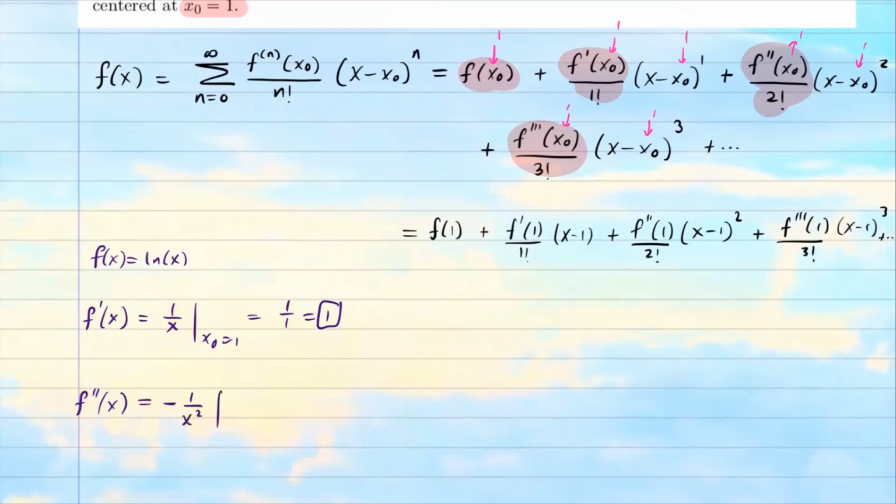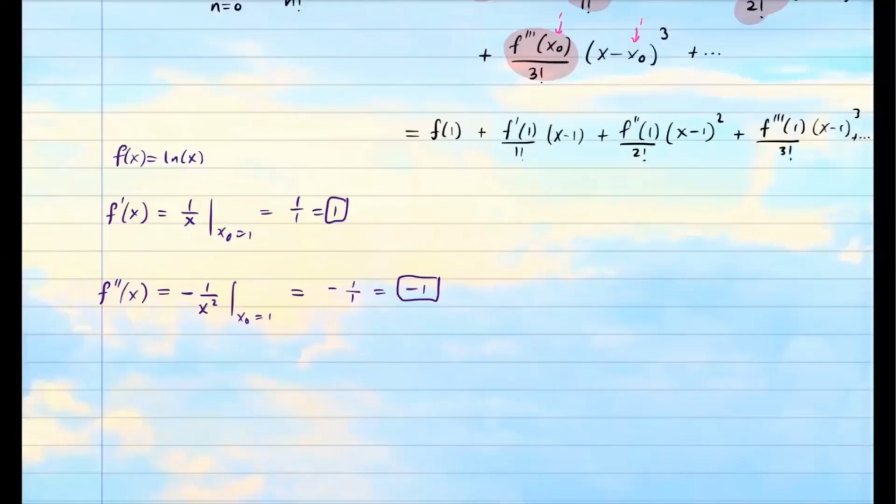And now we're going to evaluate this at the center, which is 1 in this case. That's negative 1 over 1, that's negative 1. So that's what we're going to plug in right up here, divided by 2 factorial. That'll be the coefficient A2, if you remember it that way.